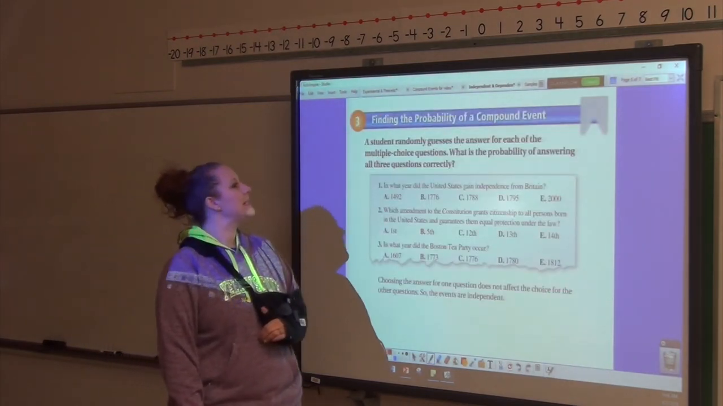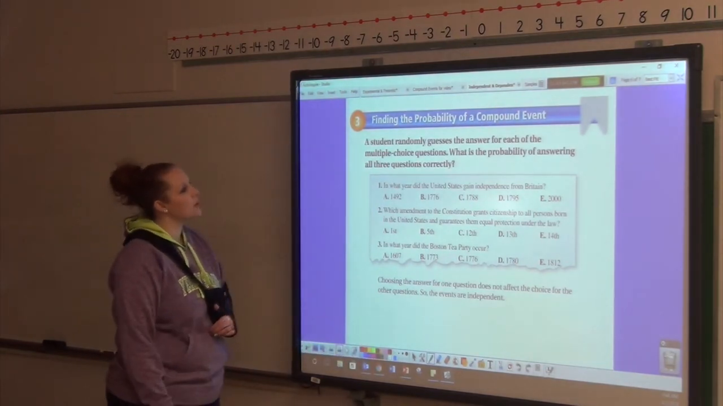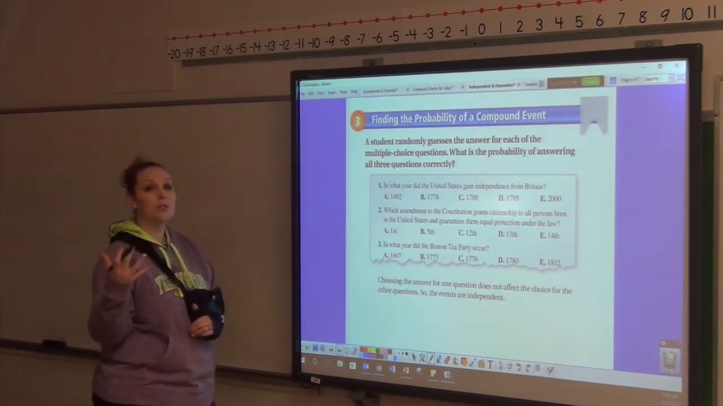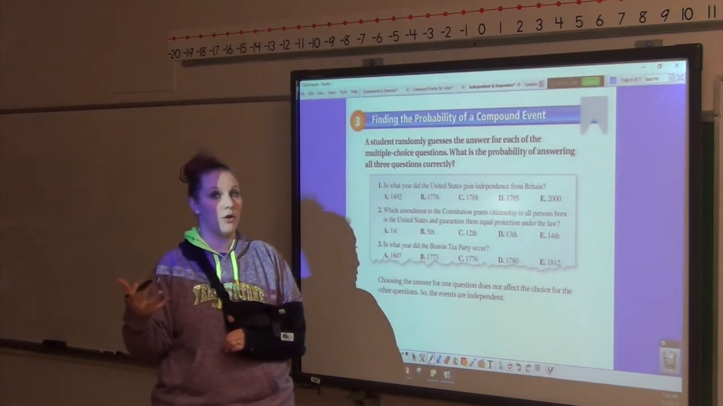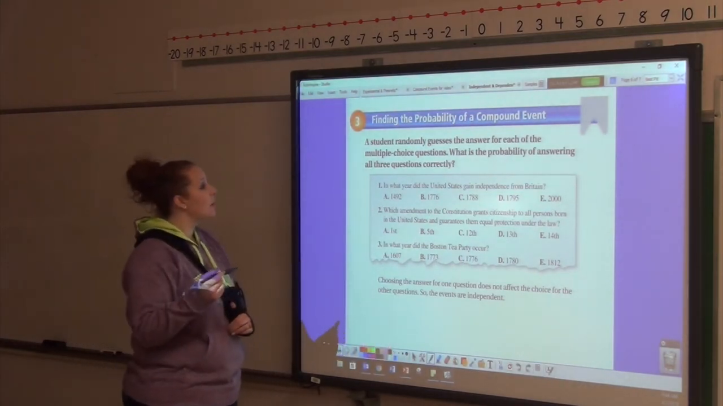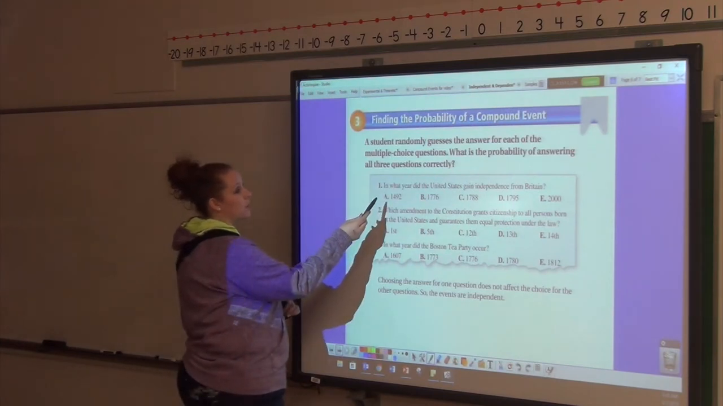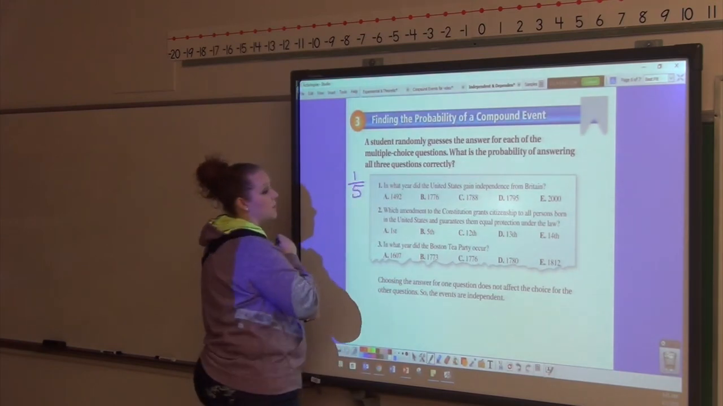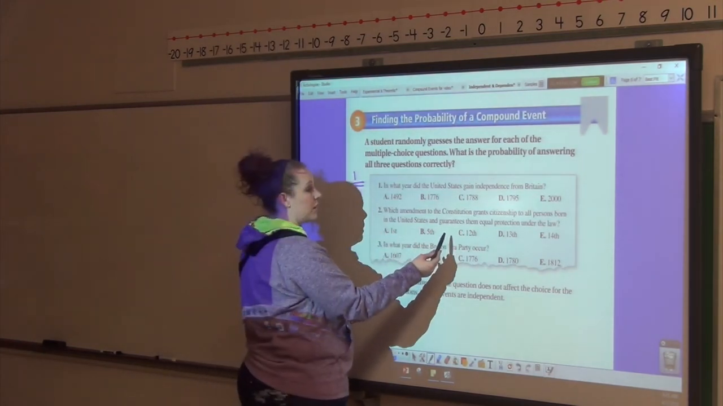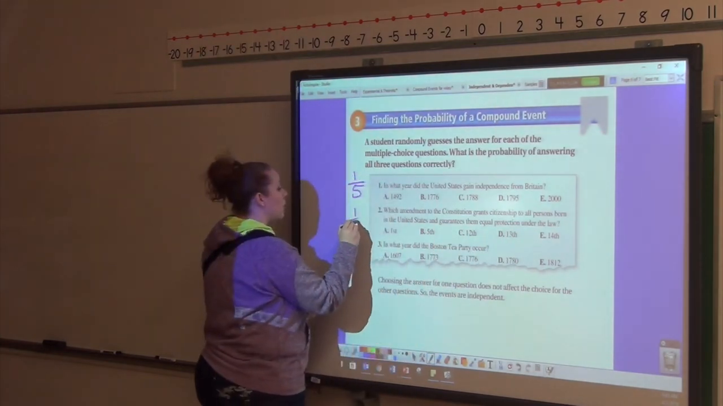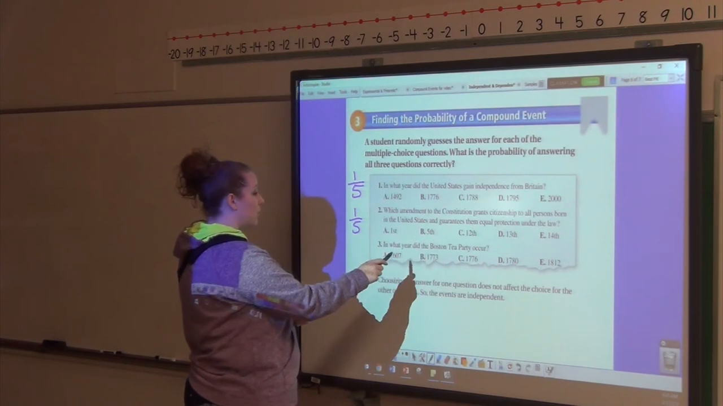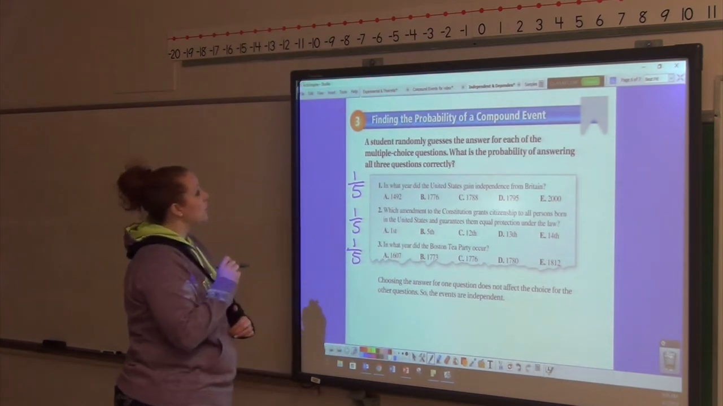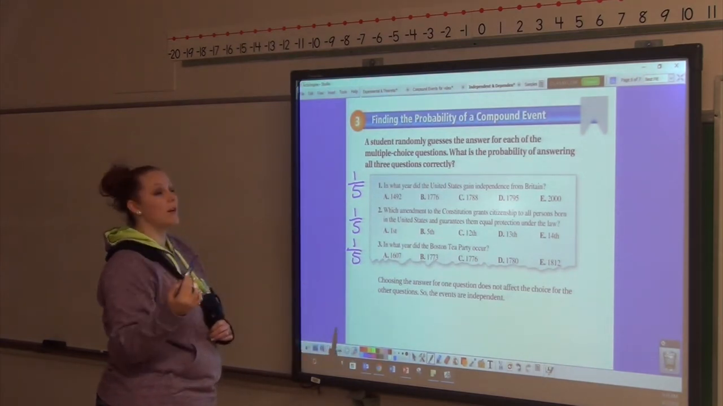All right, a student randomly guesses the answer for each of the multiple choice questions. What is the probability of answering all 3 questions correctly? So choosing one of these does not affect choosing the other. So this is a dependent event. So the likelihood that they're going to choose correctly in this first question, there are 1, 2, 3, 4, 5, so it's 1 in 5. The likelihood of the second question is 1, 2, 3, 4, 5, still 1 in 5. The likelihood of this third question is 1, 2, 3, 4, 5, 1 in 5.